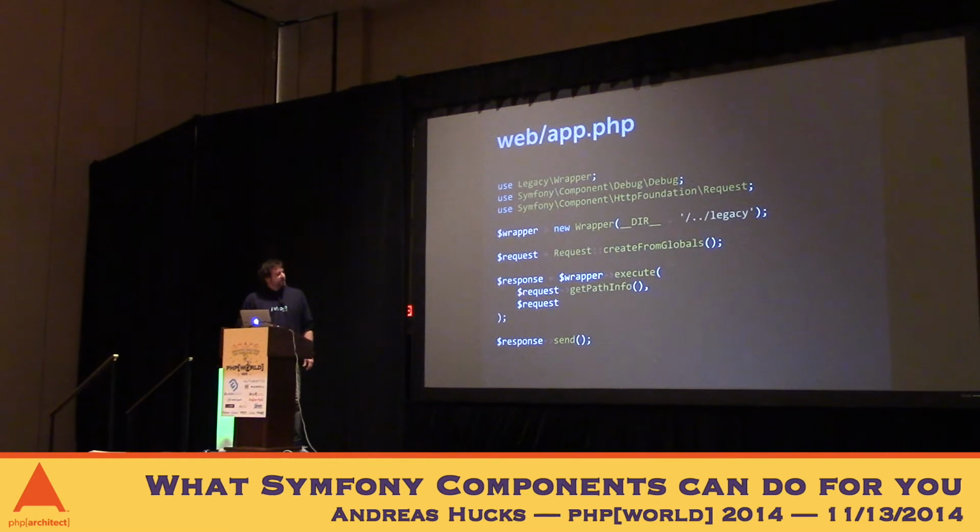We then hand the path info, which in our case is the legacy file name, over, together with the request object, over to the wrapper, execute it, and then send the response. If you've ever looked at a Symfony 2 base front controller, you will recognize a couple of these lines. Actually, they are quite similar. Now, what we've gained so far is that we wrapped our legacy code so we can start extracting parts of functionality and re-implementing them using the Symfony components.